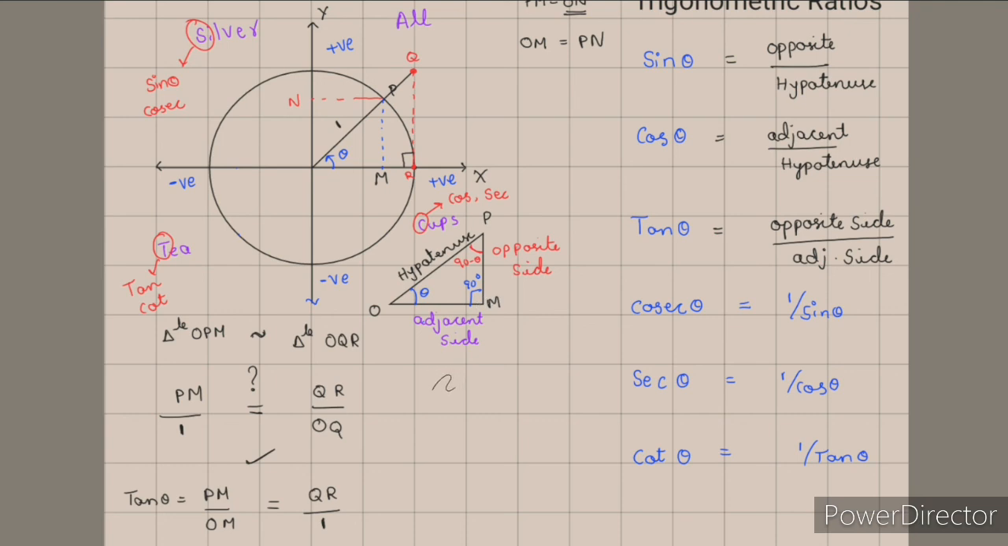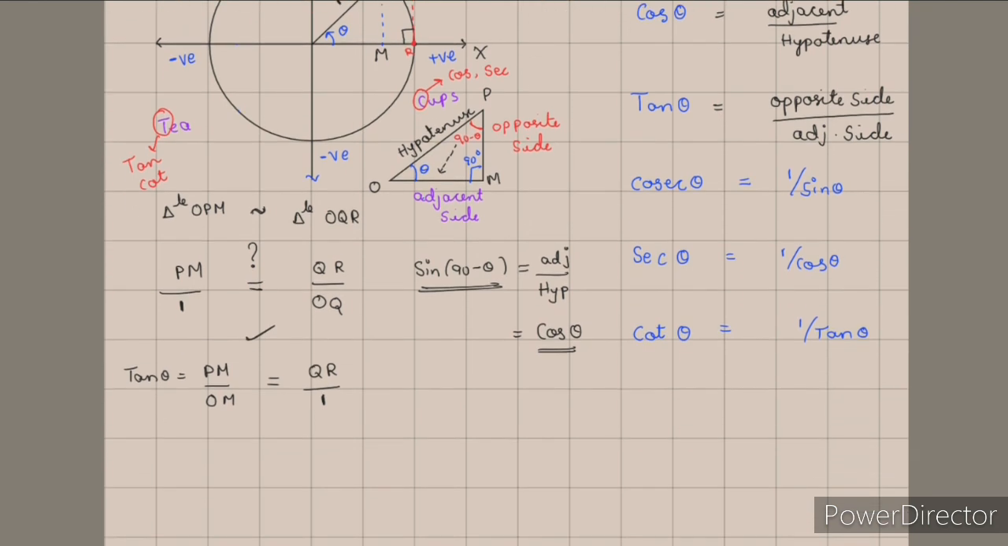Now sin theta is opposite side by hypotenuse. So what is sin of 90 minus theta? What is the opposite side of this 90 minus theta angle? Which is the adjacent side of this theta. We can say adjacent side by hypotenuse. We know that adjacent side by hypotenuse is nothing but cos theta. So we can write sin 90 minus theta is cos theta. So this is why we got a shift in the graphs of sin and cos.